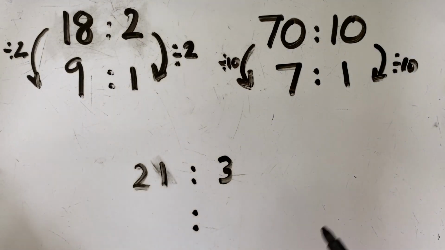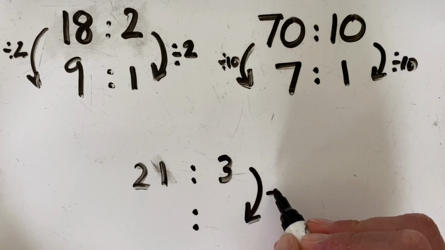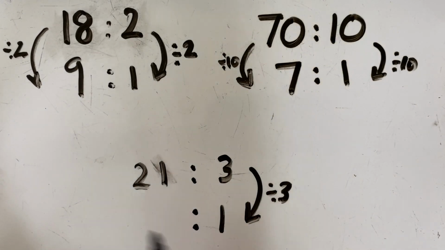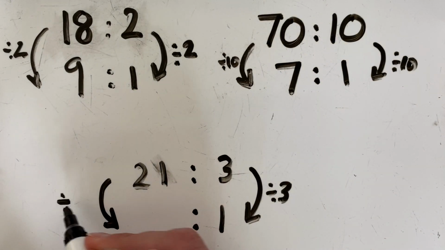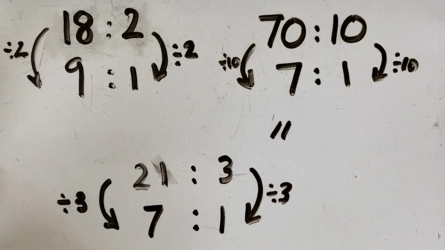Simplifying the final one, when I look at this, I straight away see the 3 times table. See what I mean? Times table knowledge is massive when we're doing ratio. How many 3's go into 3? 1 of them. How many 3's go into 21? There are 7. Look, those two are equal.